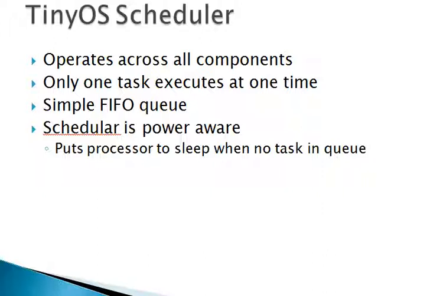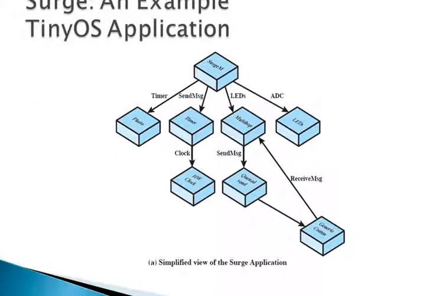The scheduler is power aware. This means that the scheduler puts the processor to sleep when there is no task in the queue. The peripherals remain operating so that one of them can wake up the system by means of a hardware event signaled to a lower level component. Once the queue is empty, another task can be scheduled only as a result of a direct hardware event. This behavior enables efficient battery usage.